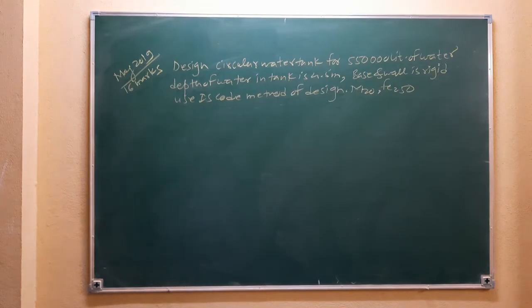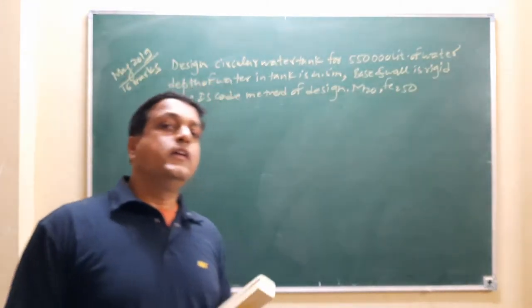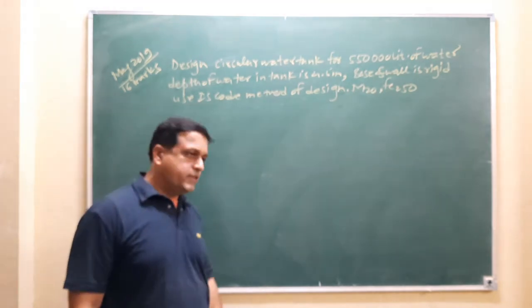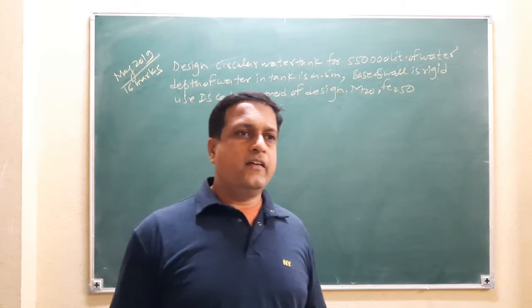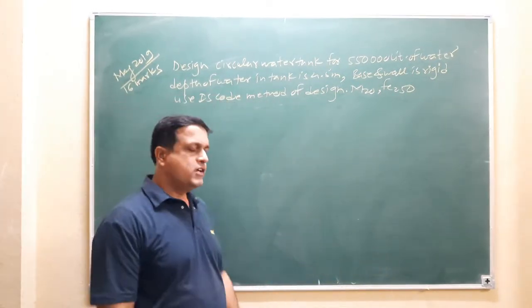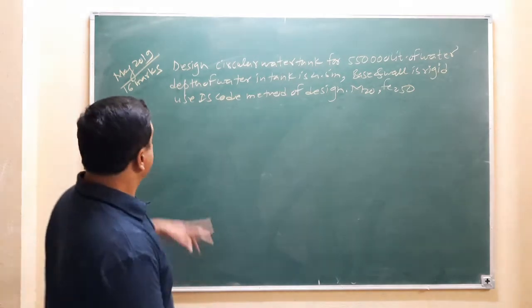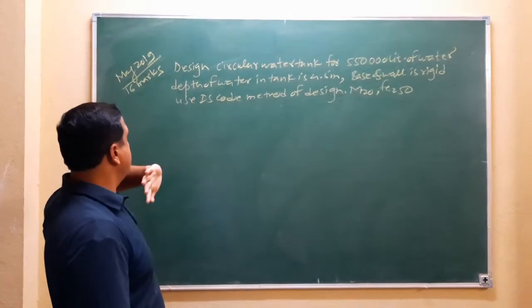Now I will solve one problem related to the design of a circular water tank resting on ground with a rigid base using the IS code method. Using the steps we have just completed, I am going to solve this problem. This problem was asked in May 2019 for 16 marks.